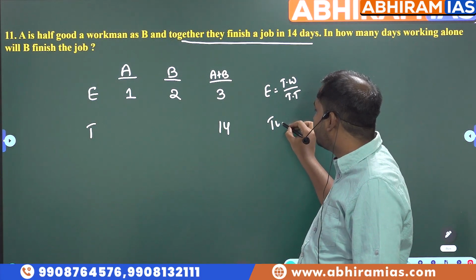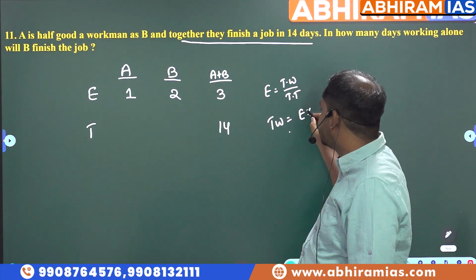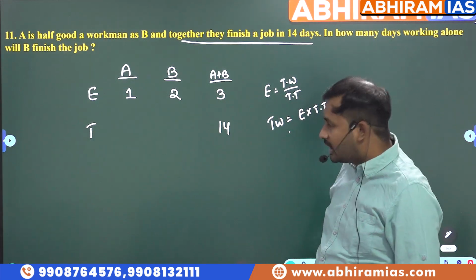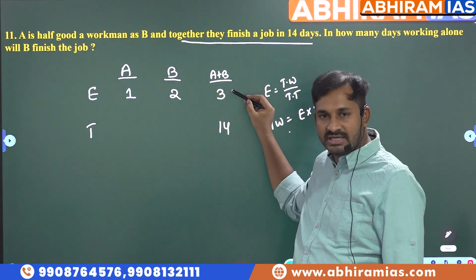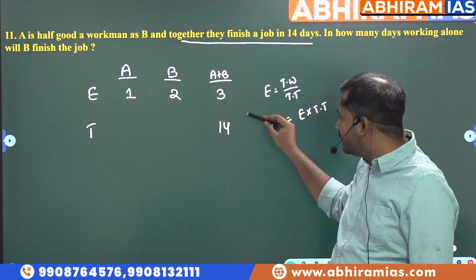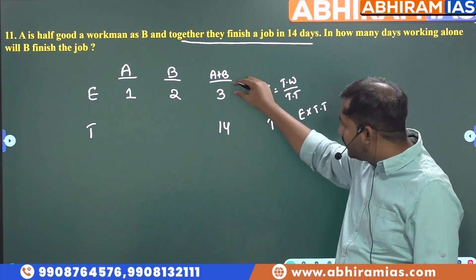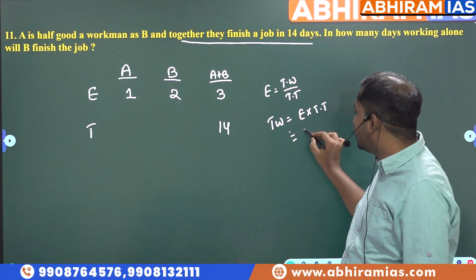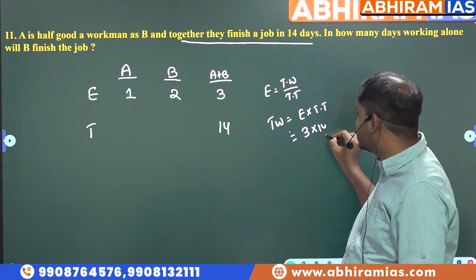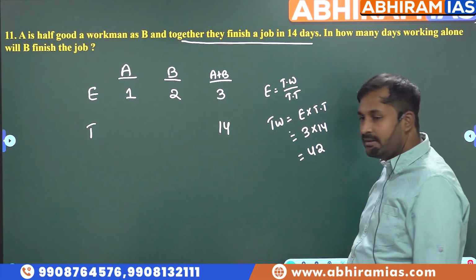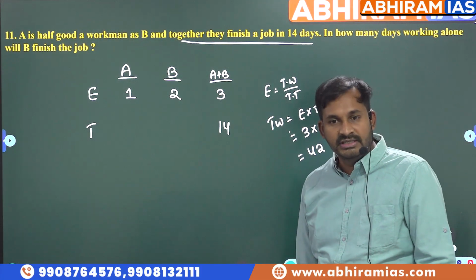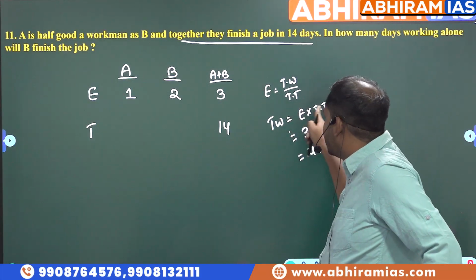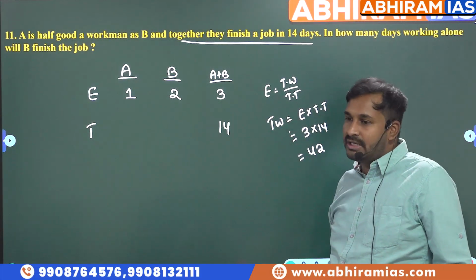From this, total work I can write as efficiency into time taken. I have A and B's combined efficiency as 3. And what is the time taken by A and B together? 14. Same person's efficiency and time taken gives total work. So here efficiency is 3 and time taken is 14. So my total work will become 42. In this type of case, we will find total work by multiplying efficiency into time taken.